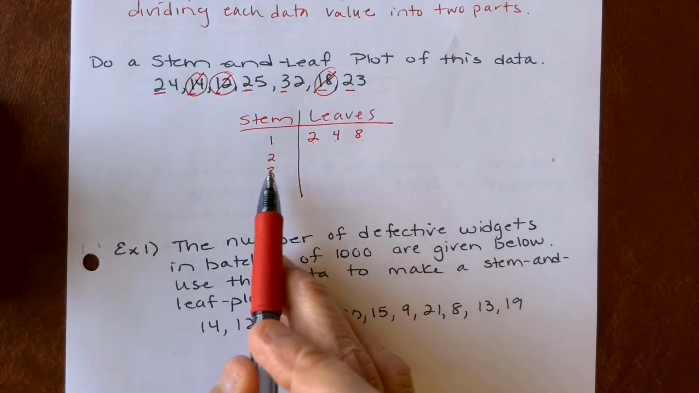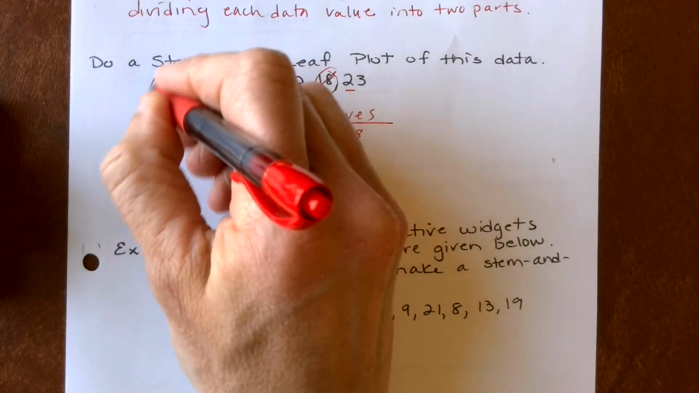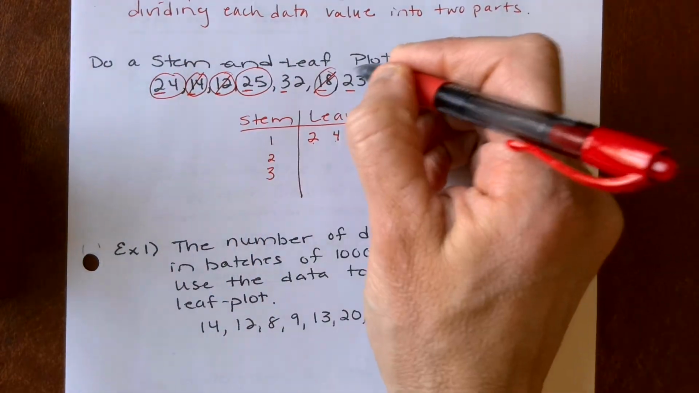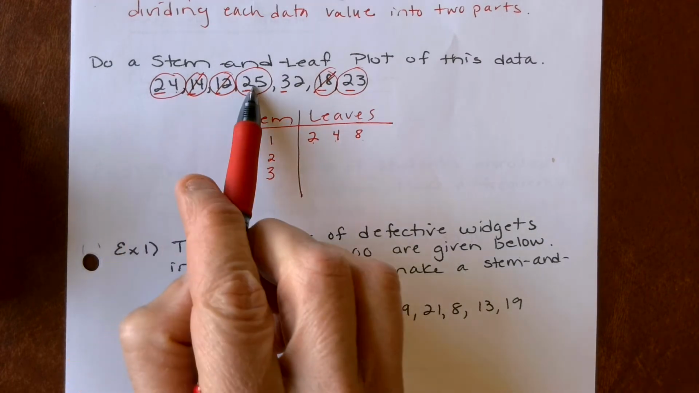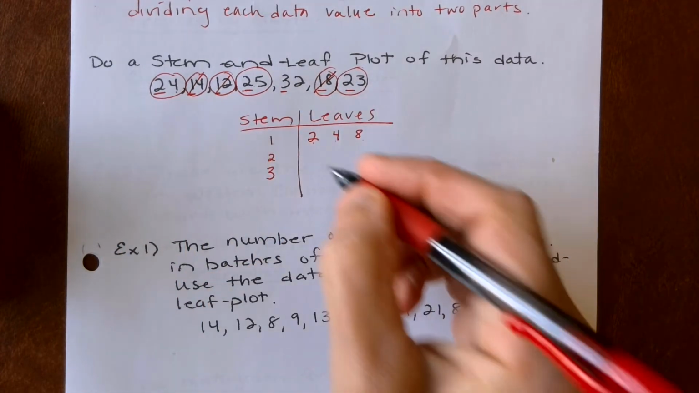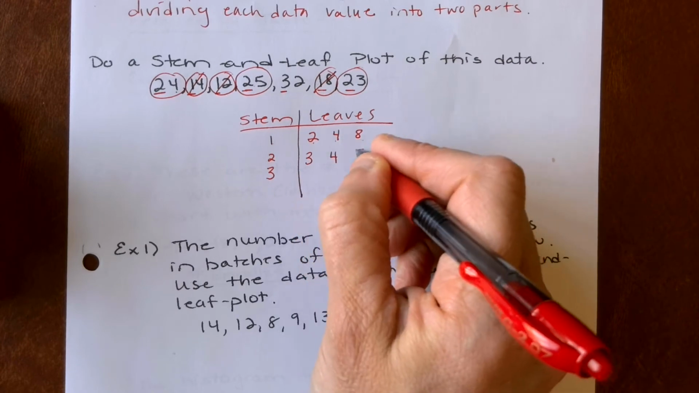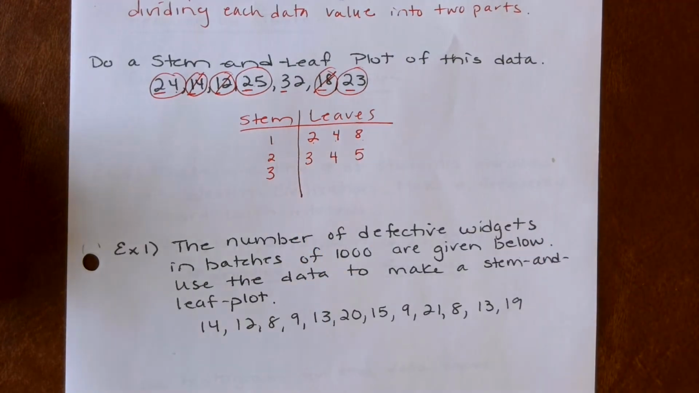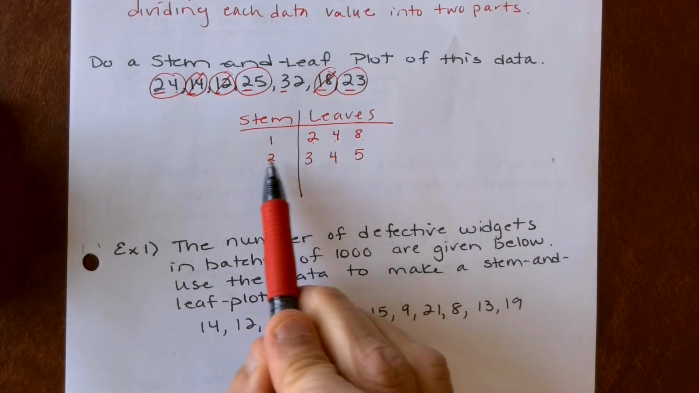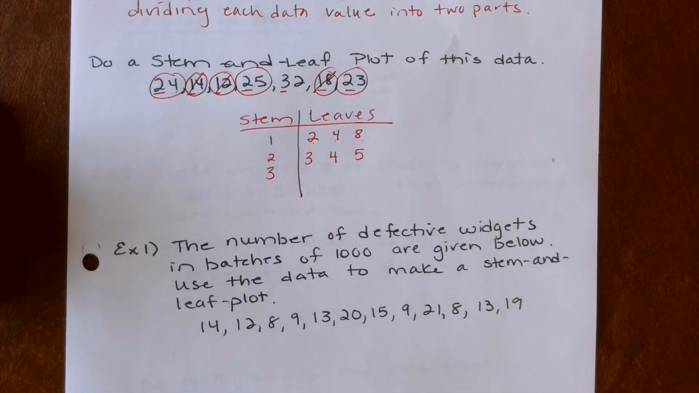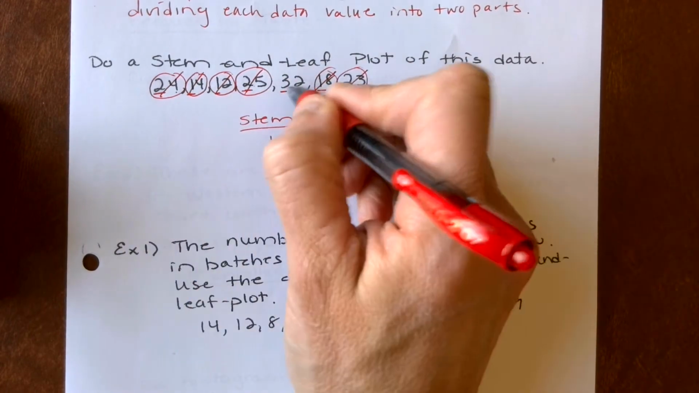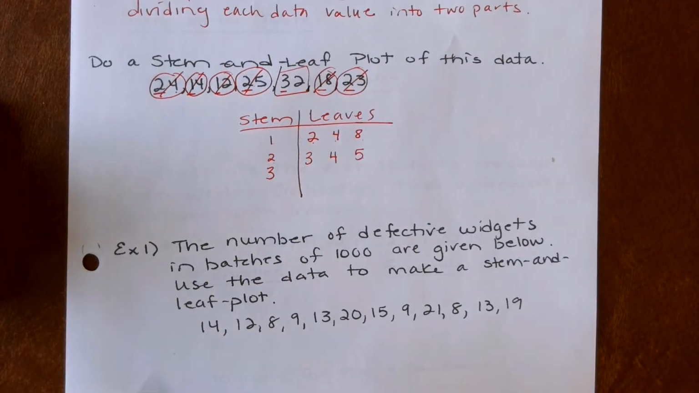Let's go and take a look at the stem of 2. We have this one, we have this one, and we have this one. We have 3 of those as well. In the ones place, we have a 4, a 5, and a 3. So again, we're going to put those in increasing order. No commas between them. That represents 23, 24, 25. And now we'll do our stem of 3, which is only 1, and there's a 2. So I'll just list a 2. That's it. That's a stem and leaf plot.